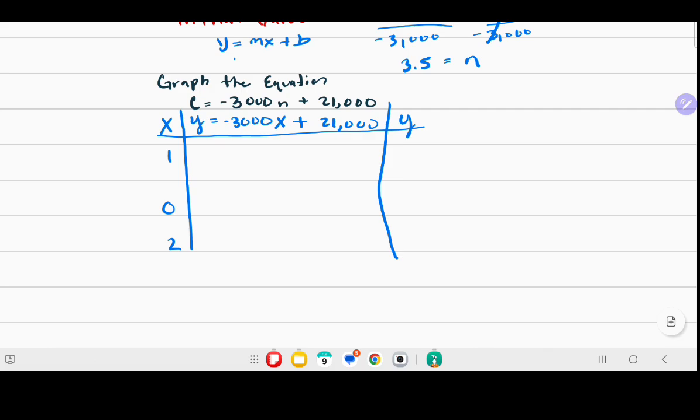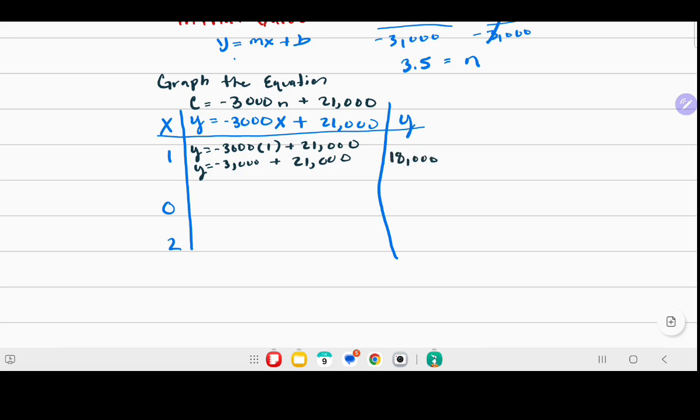So let's do it. For the first problem, we have y is equal to negative 3,000, and then we're going to use 1, the first year after purchasing the car. Negative 3 times 1 is still negative 3,000 plus 21,000. Bring down that y. And 3 and 21, you have to subtract because one is negative, one is positive, and you get 18,000.